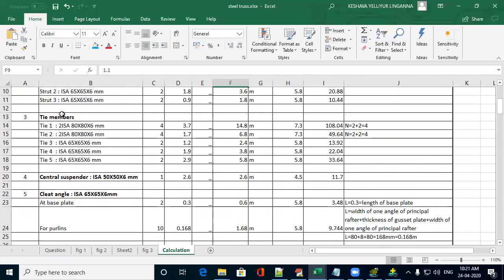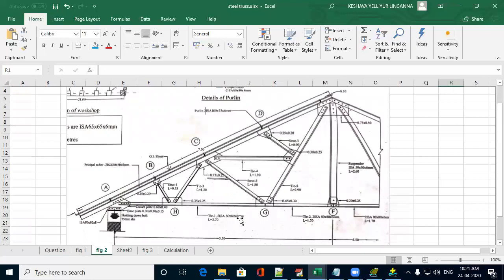Now, tie members. All the detail you have to take from the given detail. For tie 1 and 2, they have mentioned 2 ISA. These dimensions they have mentioned, you can observe. For tie 1, they have given 2 ISA of this dimension and 2 ISA of this detail. And for tie 3, 4, and 5, they have not given the angle detail, so you have to take 65 by 65 by 6. But for all the ties, they have mentioned the lengths. Whatever lengths they have mentioned, I have taken here.